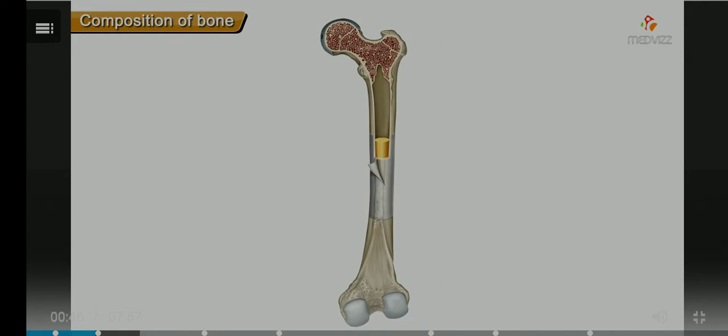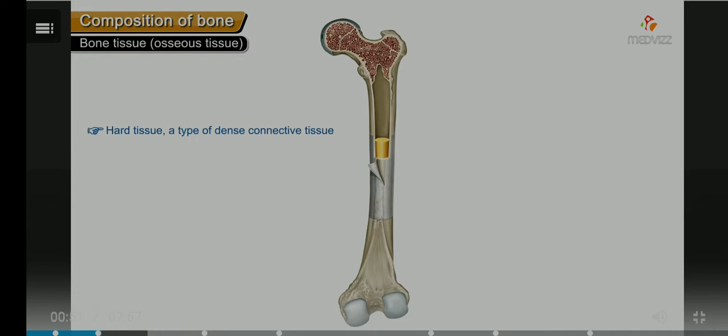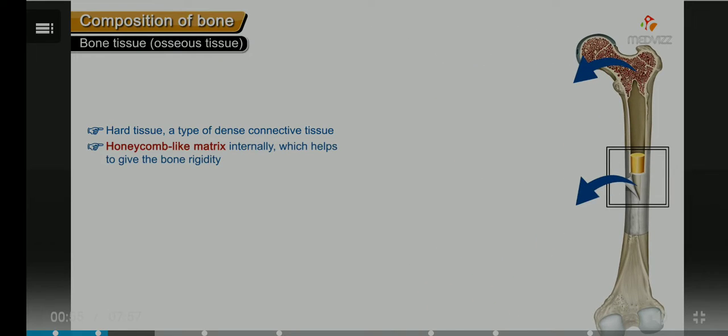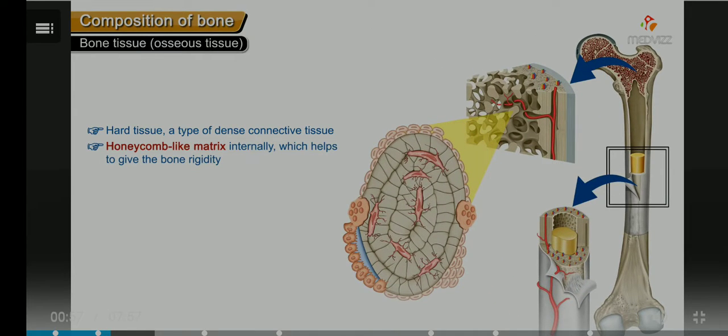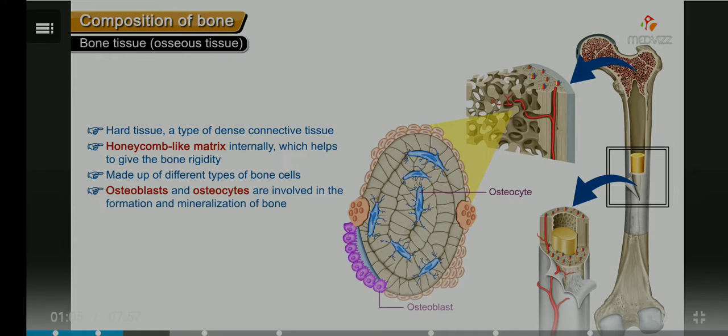Composition of the bone. The bone tissue, or the osseous tissue, is a hard tissue which is a dense type of connective tissue. It has a honeycomb-like matrix internally which helps to give bone rigidity. The bone tissue is made up of different types of bone cells. The osteoblasts and osteocytes are involved in the formation and mineralization of the bone, while the osteoclasts are involved in the resorption of the bone tissue.